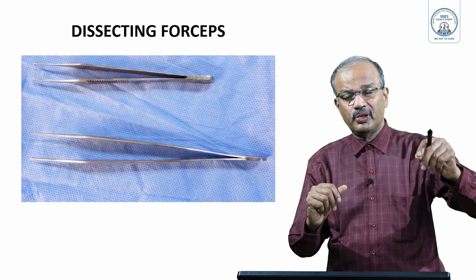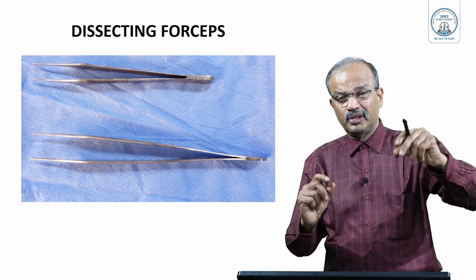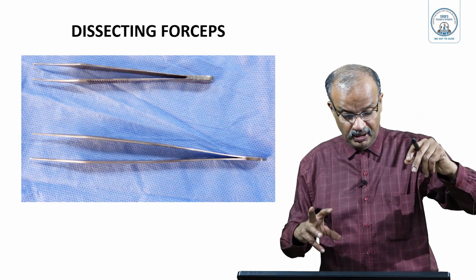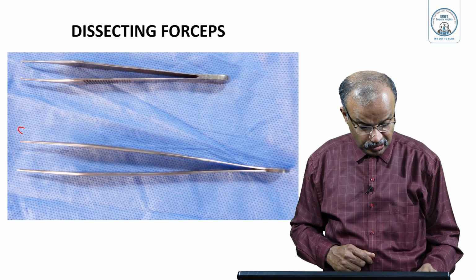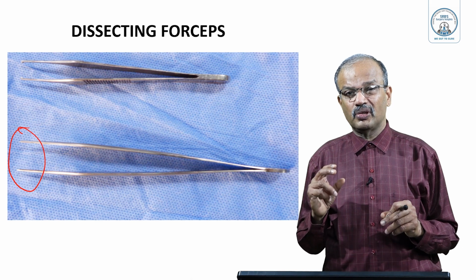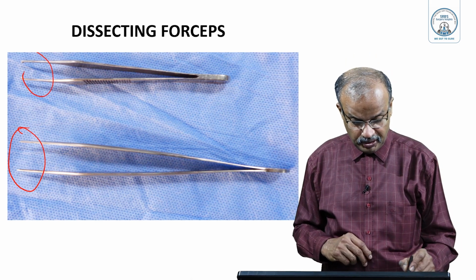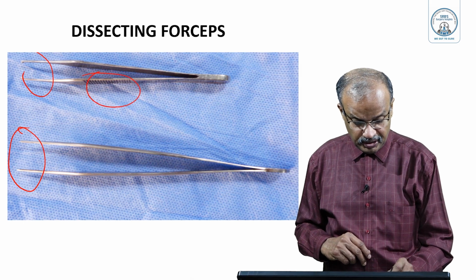Dissecting forceps are held like a pen to dissect. Hold the tissue, hold the tip, hold the skin edge, hold the tough structure so that you can do the dissection, scissor dissection, artery dissection, whatever it is. You have a non-toothed forceps that is mainly to hold the fascia, bowel, vessel wall. You have a toothed dissecting forceps. You have serrations here. Look at those serrations.